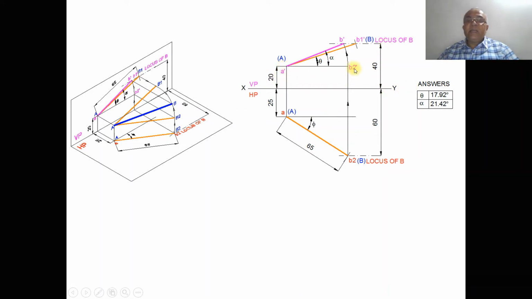Therefore, with A dash as center, taking the radius of A dash B2 dash, you rotate, because the length of the line should not alter. Suppose you just project this and take this point B2 dash, then draw a line to B dash. It is not the top view, because A dash B dash and this A dash B dash will not be equal. So we need to rotate so that the length of the front view does not alter. Therefore, A dash B2 dash will be equal to A dash B dash. The true apparent inclination is called alpha. Measure this value of angle alpha.